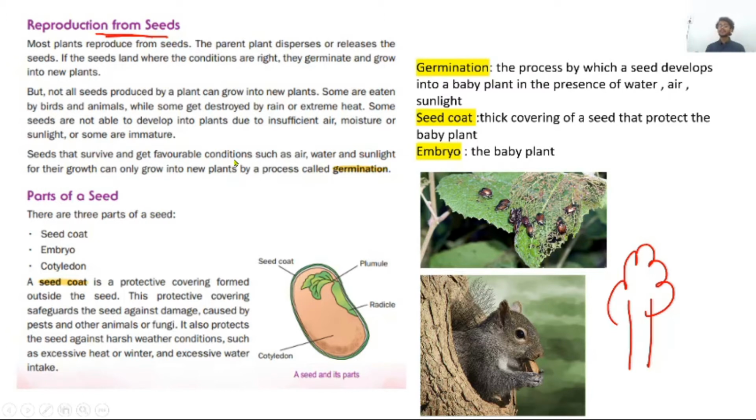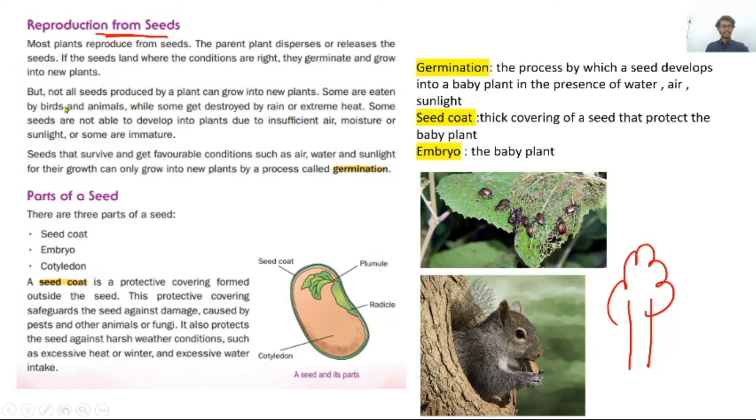What will happen if the conditions are wrong? I showed you 5 seeds, right? 1, 2, 3, 4, 5. Maybe only one seed gets the right condition. What about the 4 seeds? If the 4 seeds don't get good soil, good water, good nutrients from the soil, they will not grow.